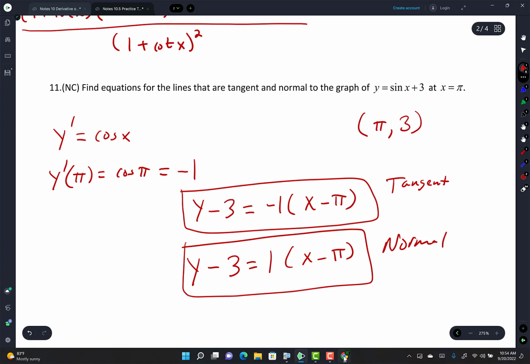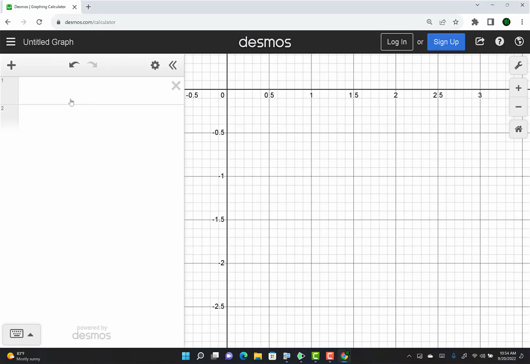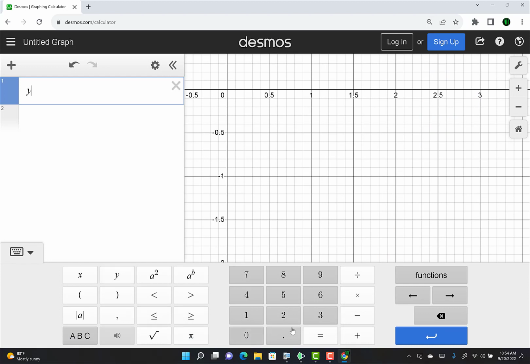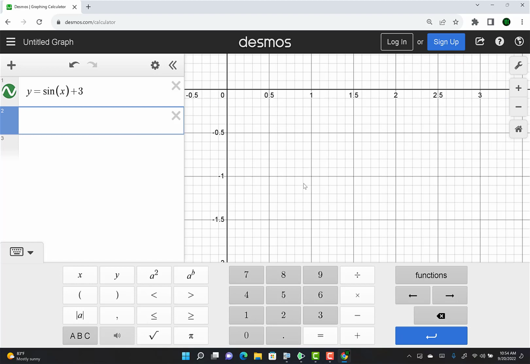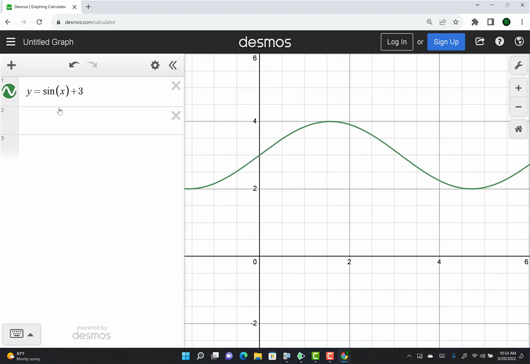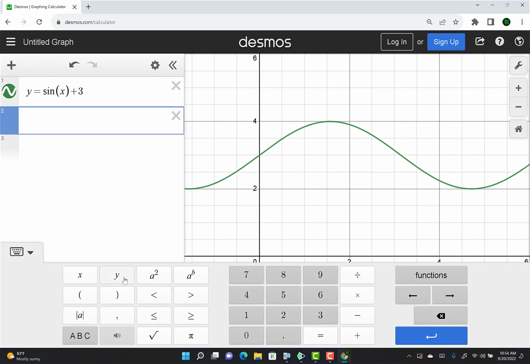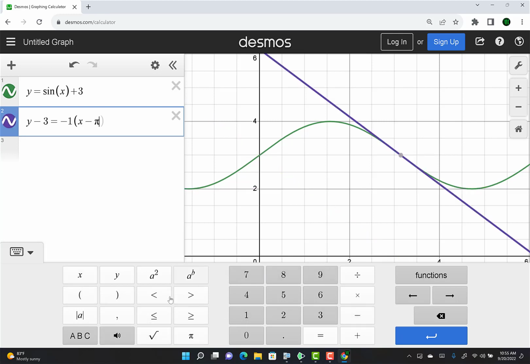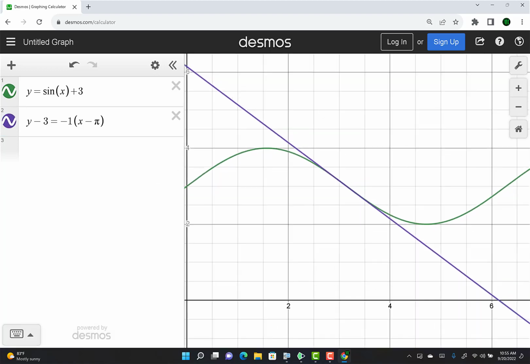I'm going to take out Desmos. Let me clear it. What was the equation again? Y equals what? Yeah, sine x plus 3. All right, there it is. And I'm going to have to zoom out. All right, what was my tangent? Y minus 3, negative 1, x minus pi. Yep, that definitely looks like a tangent, guys.